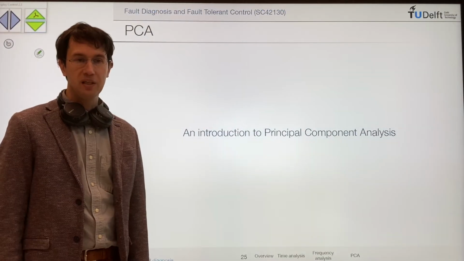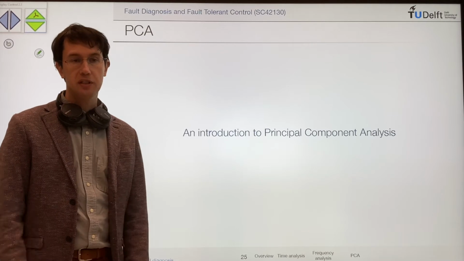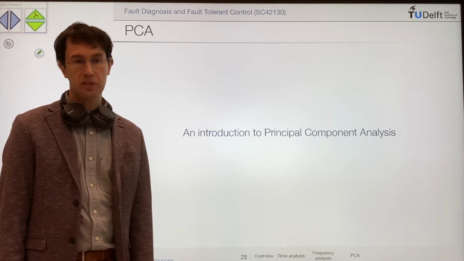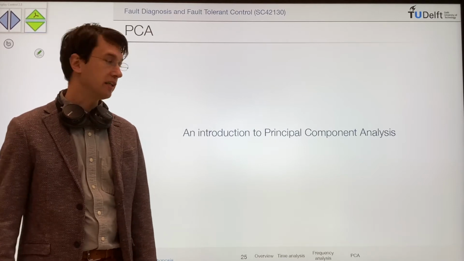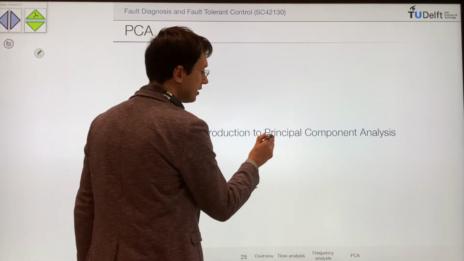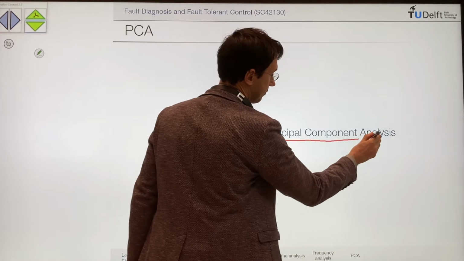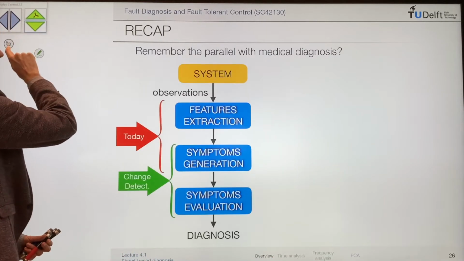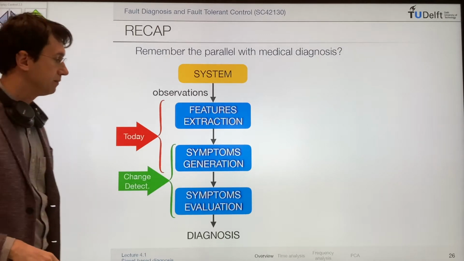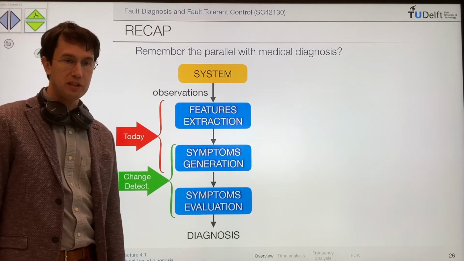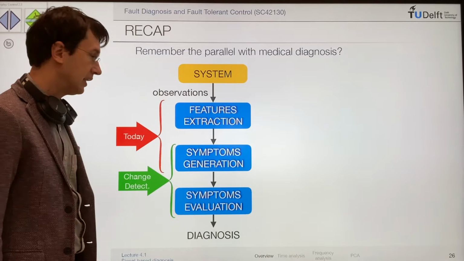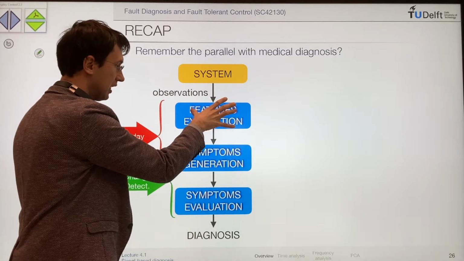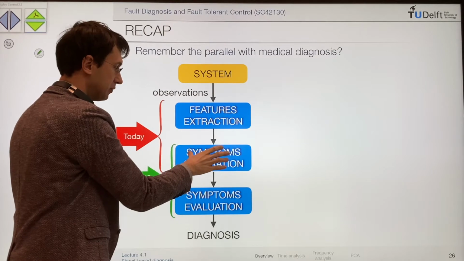And finally, we talk about an approach that is really popular in the industry, and especially in the process industry, so in the chemical industry, which is principal component analysis. Principal component analysis is yet another way to generate features out of a signal and then symptoms.